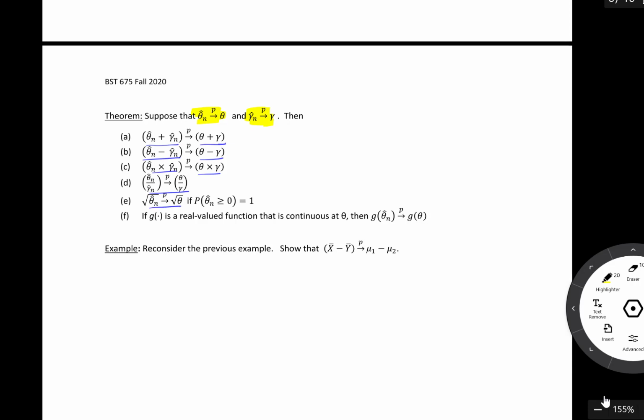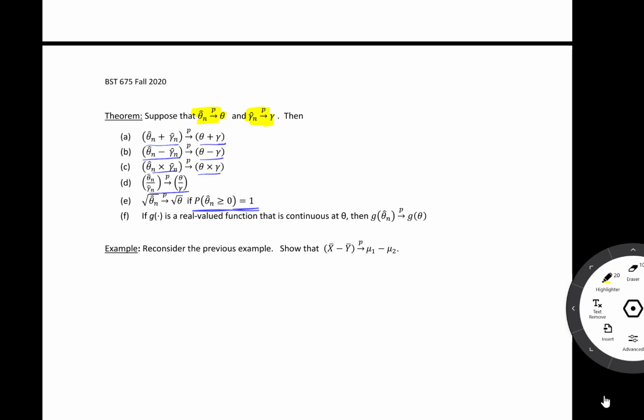And then further, the square root of theta hat n converges in probability to the square root of theta, but this only holds if the probability that theta hat n is greater than or equal to 0 equals 1. Again, we have to be careful with negative signs there.